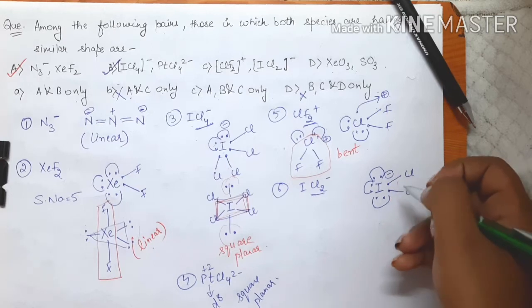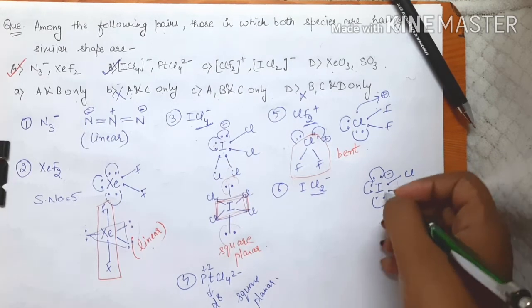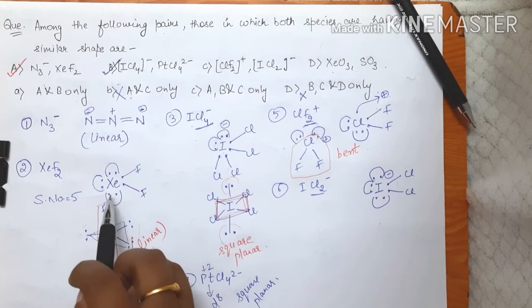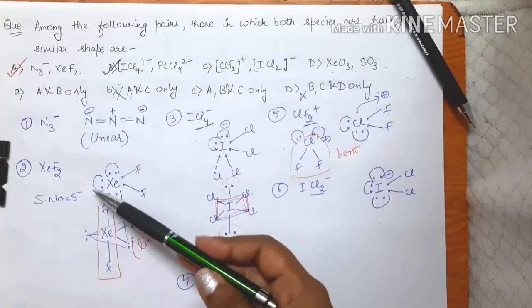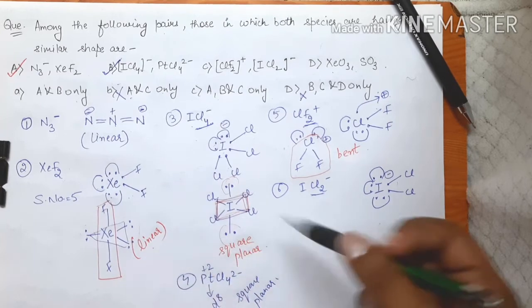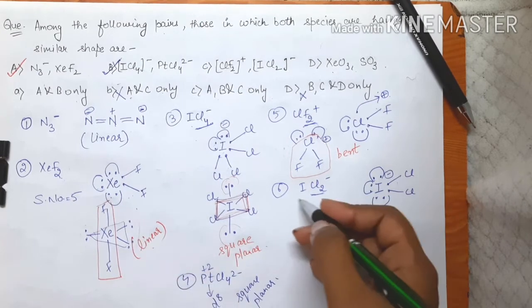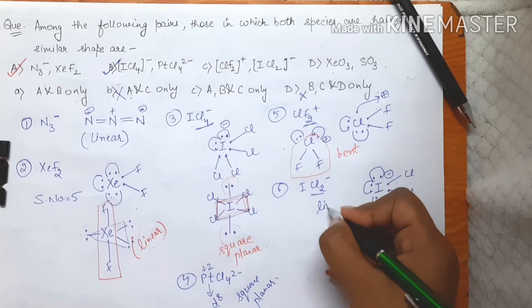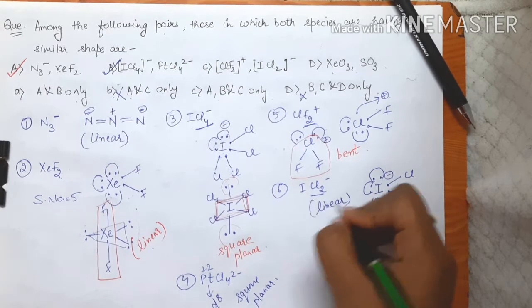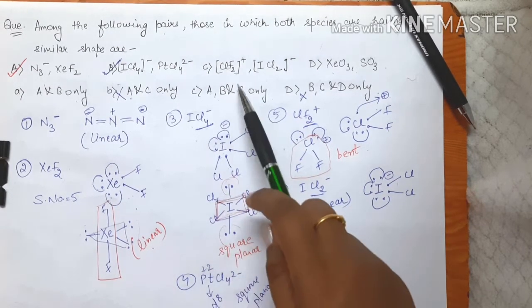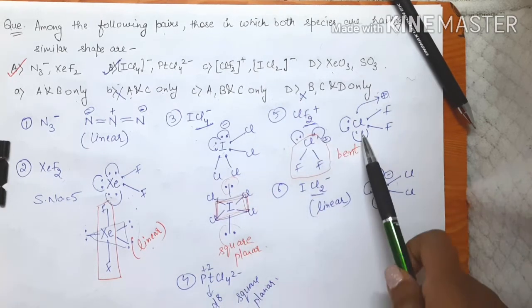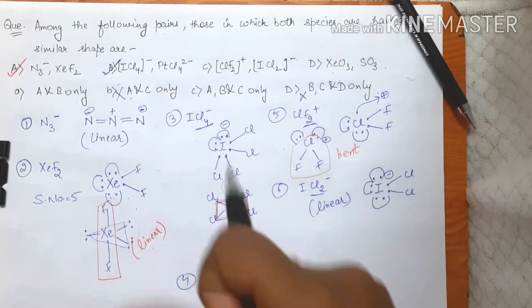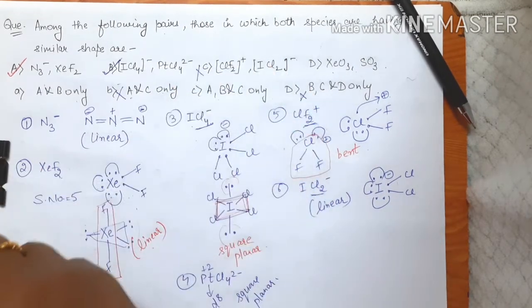Now the geometry will be just like XeF2. Here also we were having 3 lone pairs and 2 bond pairs, so XeF2 was having linear shape. So just like XeF2, ICl2 negative is also going to have linear shape. Okay, if we look at the C option, for ClF2 positive and ICl2 negative, both are having different shapes, so this is not going to be in the answers.